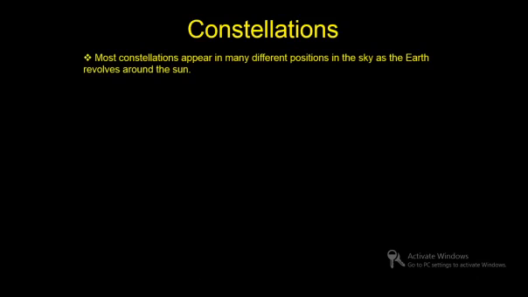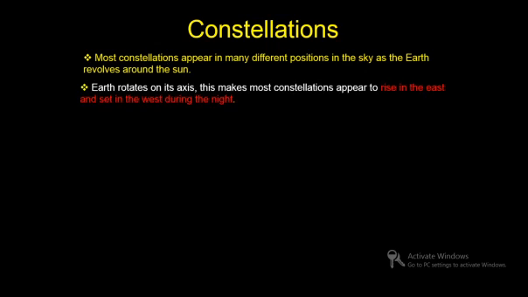Hello students, today we will discuss more about constellations. Most constellations appear in the sky in different positions throughout the year. It is because Earth is revolving around the Sun. So based on the position of Earth, the position of a constellation will vary.